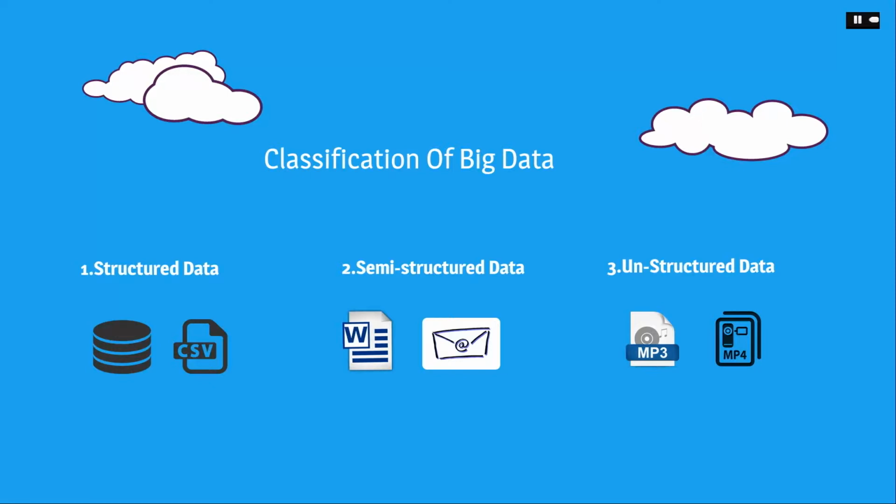Data that does not have a proper format associated to it is referred to as semi-structured data. For example, the data that is present within emails and Word documents can be referred to as semi-structured data. Finally, unstructured data, the data that does not have any format associated to it, is referred to as unstructured data. For example, MP3 files and MP4 files can be referred to as unstructured data.